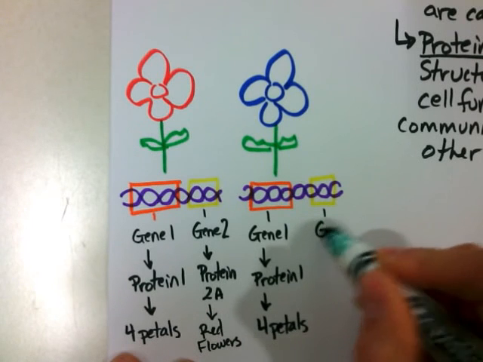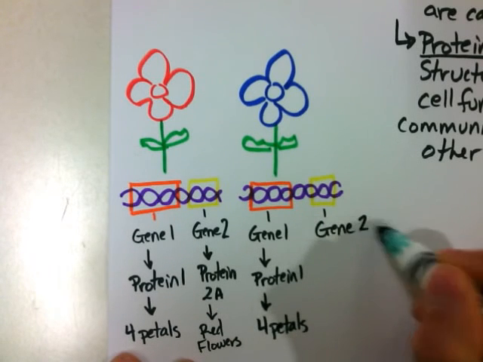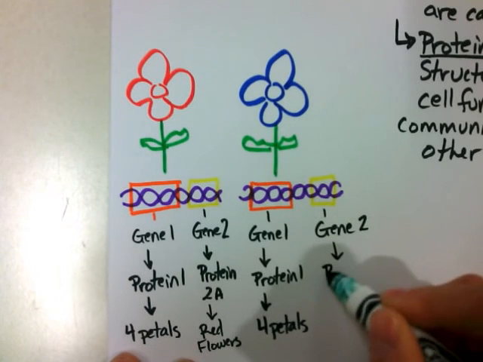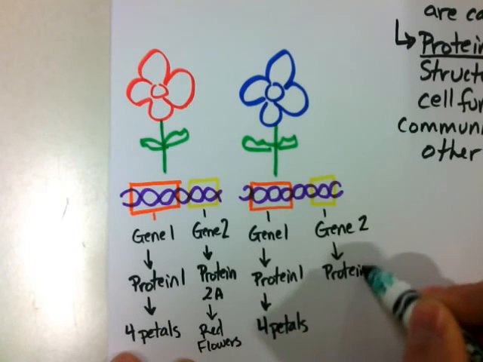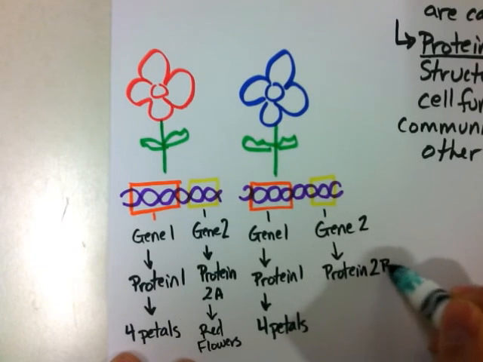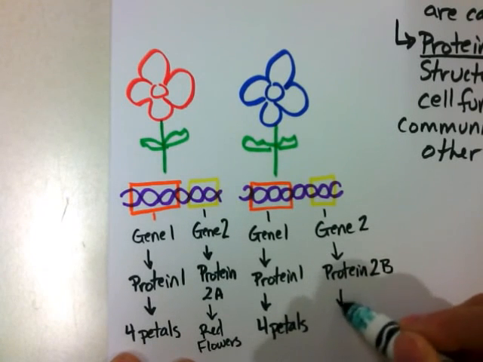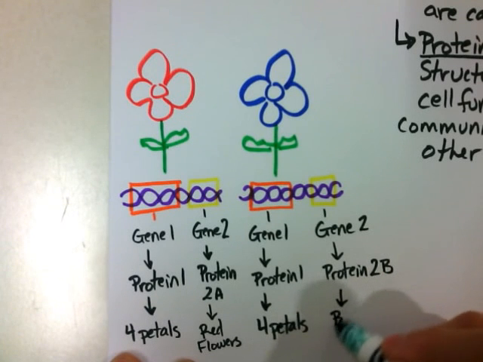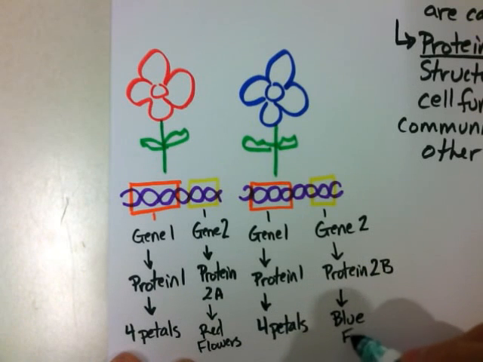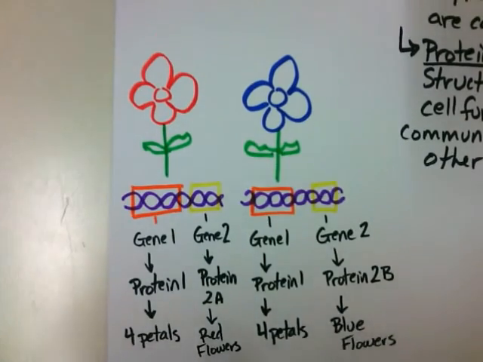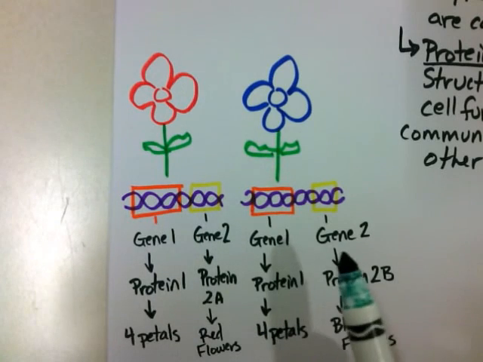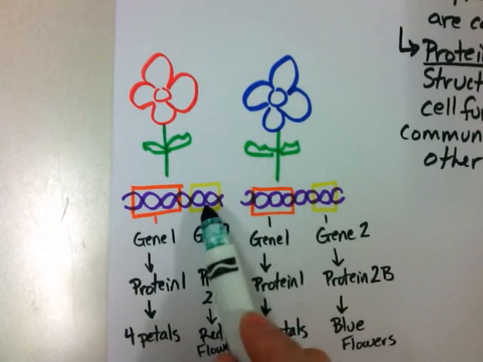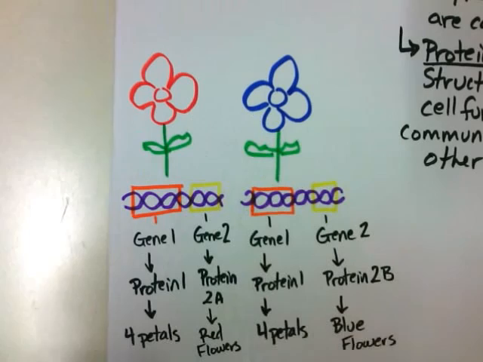This is also gene 2. This makes protein 2B, and this will code for blue flowers. So to summarize, all these cells in each plant have the same DNA. However, there are differences in the genes that make them different.